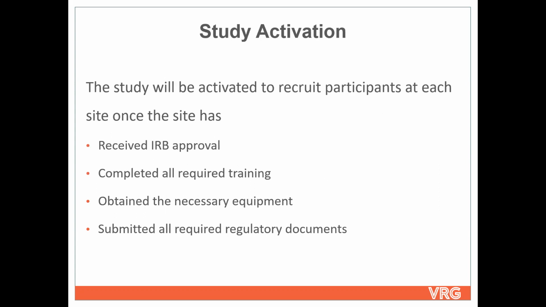In order to be activated for a study, to recruit participants, the site has to receive IRB approval. You need to complete any required training. You also need to obtain the necessary equipment and make sure that you have done your calibration. And then you have to have completed and submitted all required regulatory documents.